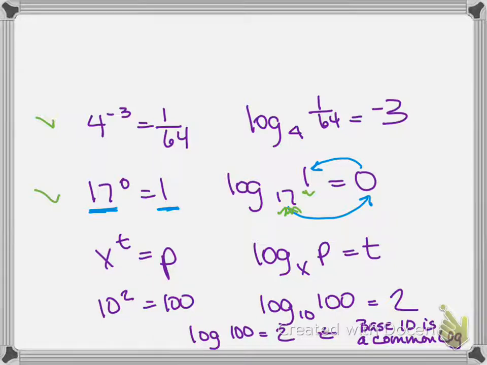X to the t equals p. To rewrite that in log form, log base x of p is equal to t. What power do I raise x to get p? That would be t. 10 squared is equal to 100. So we would say that that is log base 10 of 100, and it would equal 2. We could also write it as the log of 100 is equal to 2. Base 10 is what we consider the common log, and that's what's represented on your calculator with just the log button.